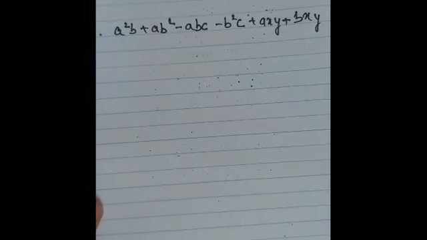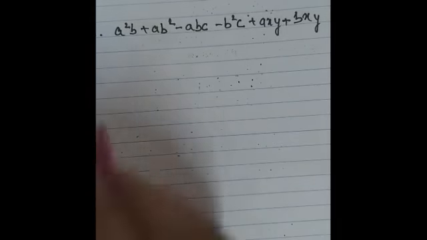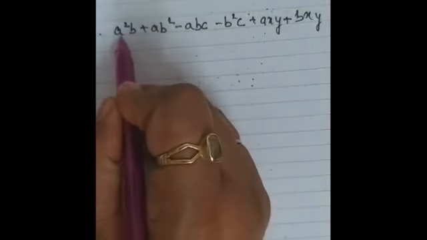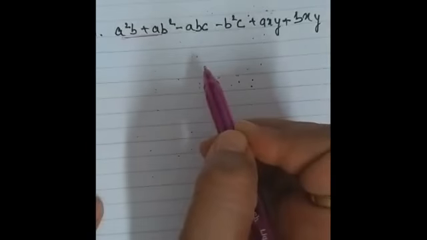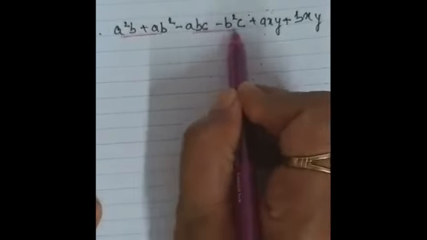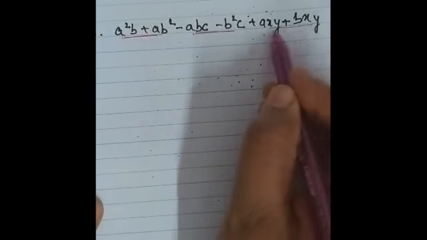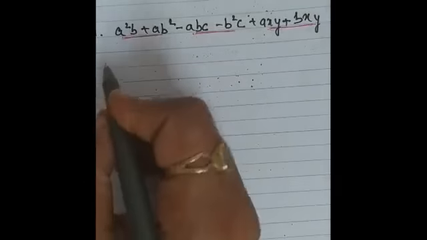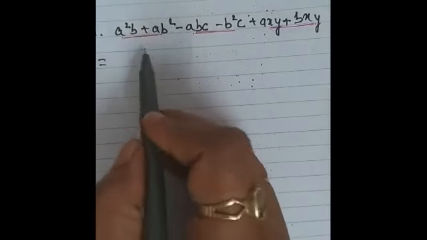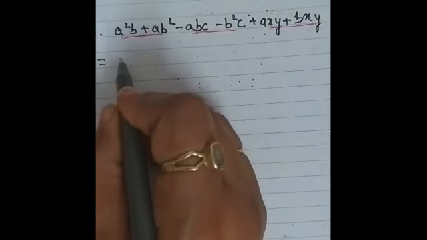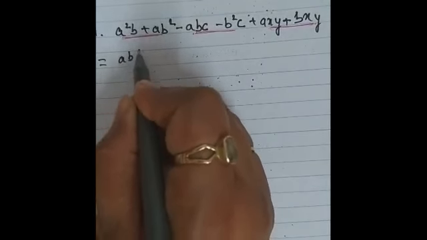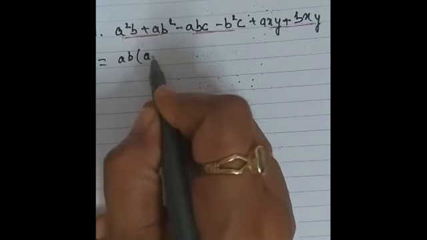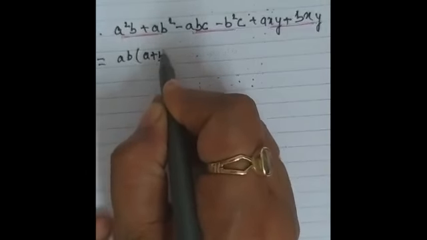Now here also we'll do grouping. See, this is going to form group 1, this is going to form group 2, and this is going to form group 3. Now let's try to take out common. From the first group what is common? ab, and we are left with a plus b.